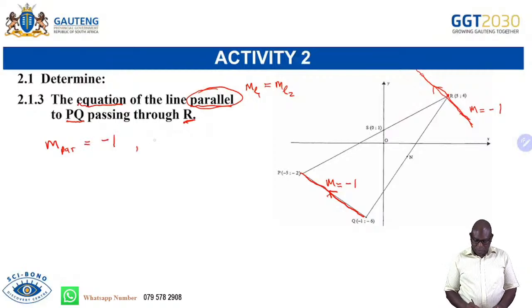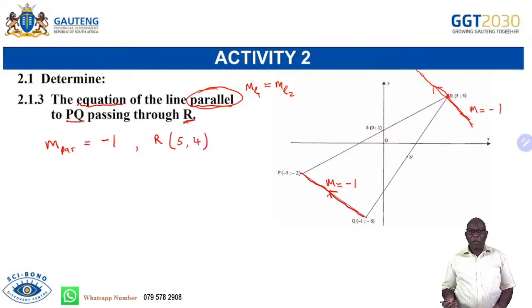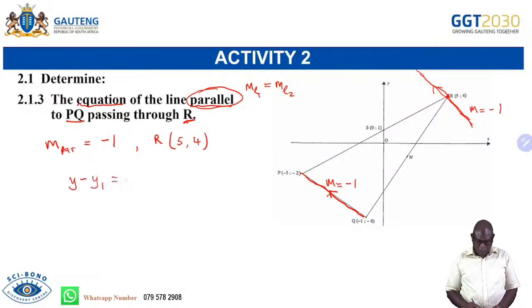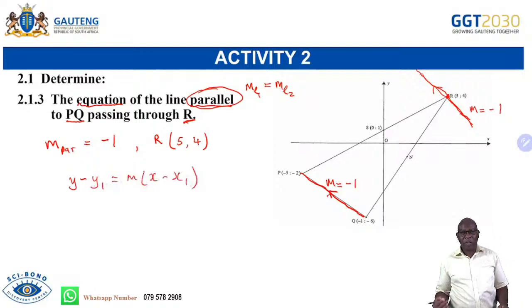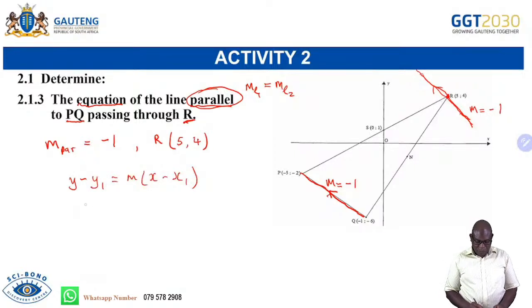And I've got a point, which is point R, because that line is passing through that point. So the point R is (5; 4). So I'm done with my equation, because then I need y minus y1 equals m into x minus x1. Just by writing that equation, you're going to get a mark. So then I'm going to have y minus 4 equals the gradient, which is -1, times x minus 5, because this is my y1.